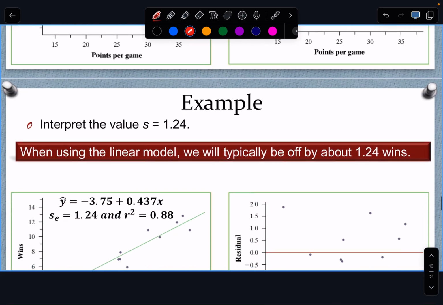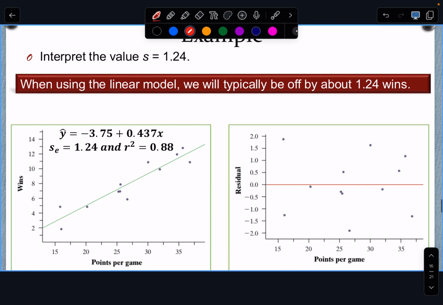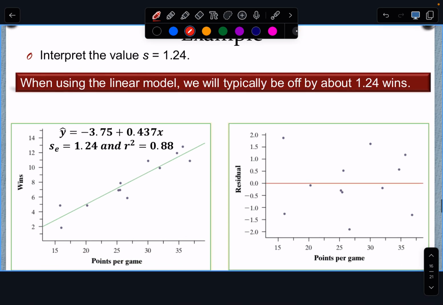When we interpret standard deviation, for this particular example, so we can see what that looks like, the standard deviation was 1.24. What that means is when we use our model to predict the number of wins, we will typically be off by about 1.24 wins. So anytime I use this model, if I use it over and over, on average, I will be off by 1.24 wins from the actual number of wins for that team.